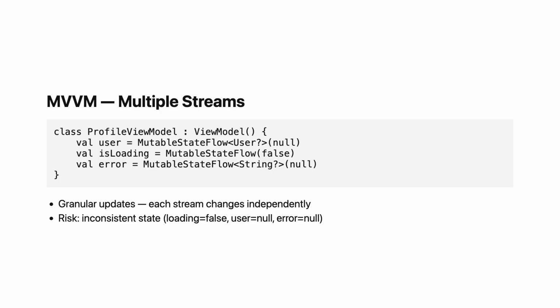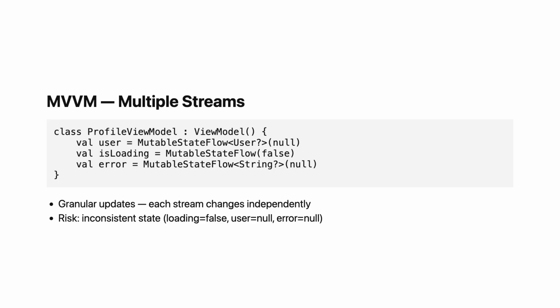But here is the trade-off. With multiple independent streams, you can end up in an inconsistent state. What if loading is false but user is null and error is also null? Is that a valid state? Your code says yes, each stream is independent, but your UI has no idea what to show. Multiple streams mean you can represent states that should not exist.